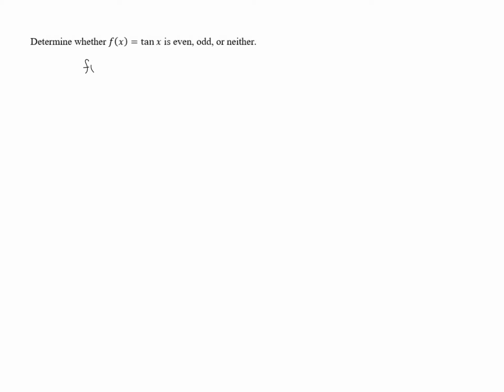First, we could look at f of negative x directly, which is tangent of negative x. And you might remember a trigonometric identity that tangent of negative x is negative tangent of x. If you remember that identity, then you know the tangent function is odd by the definition of an odd function.